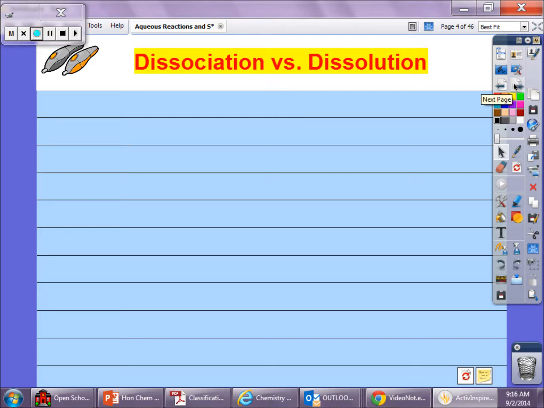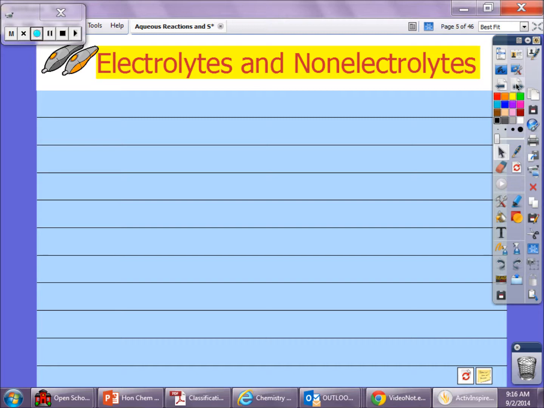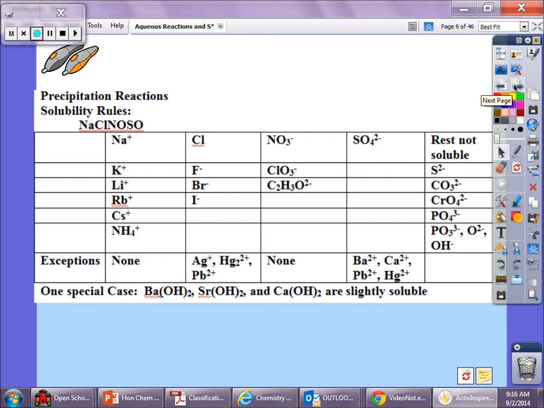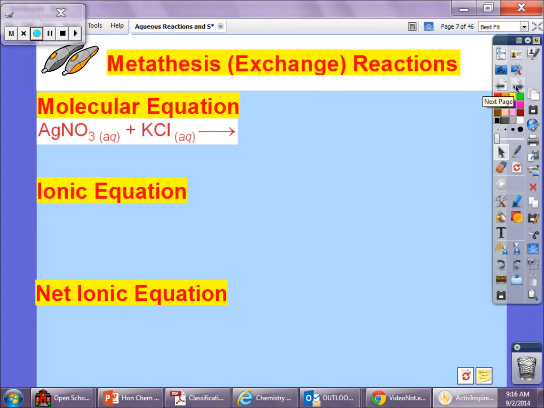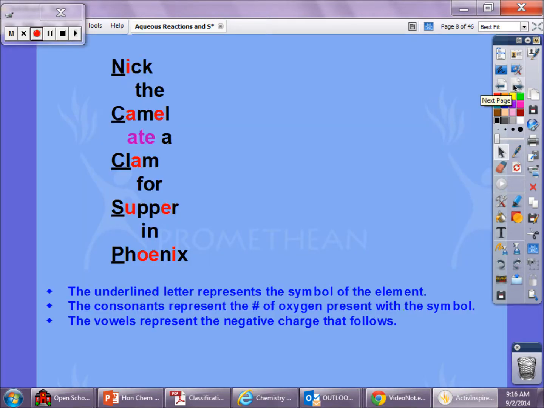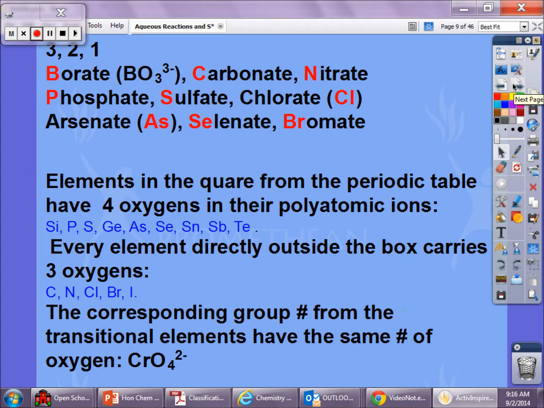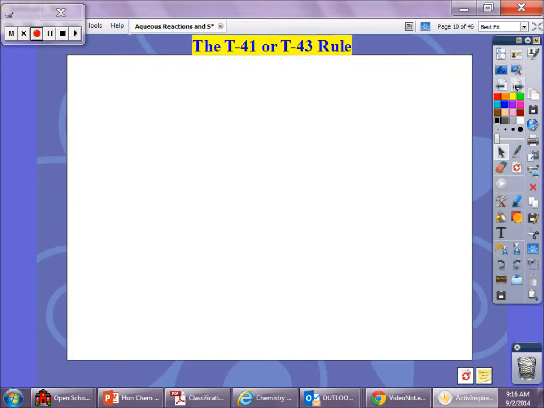We already discussed solute, solvent, dissociation versus ionization. We talked about electrolytes and non-electrolytes. We asked you to review the main rules for solubility. We talked about double displacement reactions and net ionic equations. We gave you a way to remember some of the polyatomic ions. This is another clue for polyatomic ions.